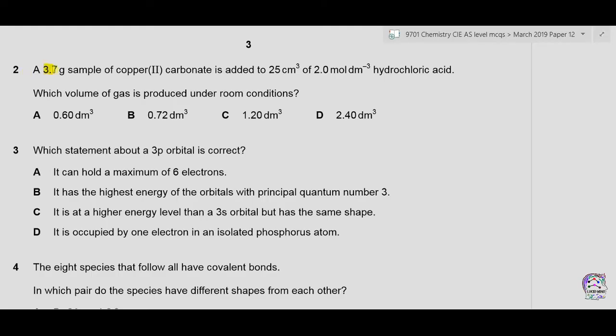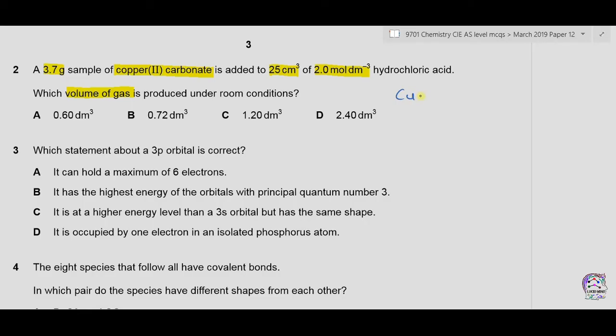Question number 2. A 3.7 gram sample of copper carbonate is added to 25 centimeter cube of 2 mole per decimeter cube hydrochloric acid. Which volume of gas is produced under room conditions? Let's first write the balanced chemical equation between the reaction of copper carbonate and hydrochloric acid.